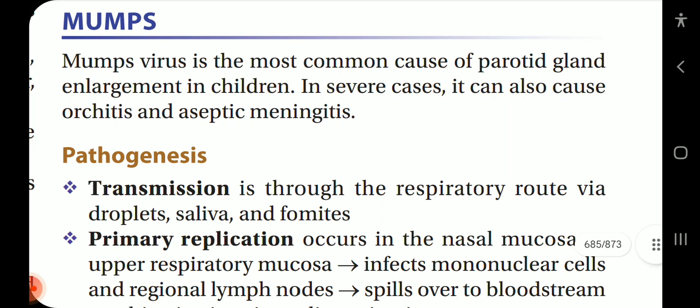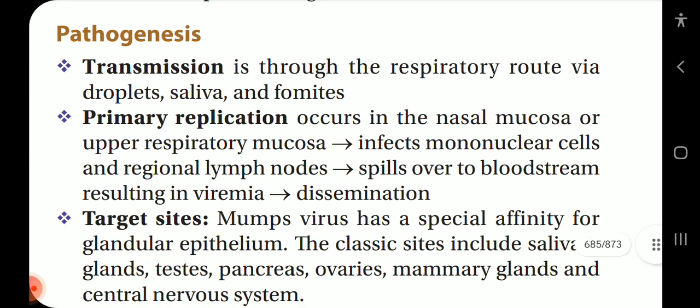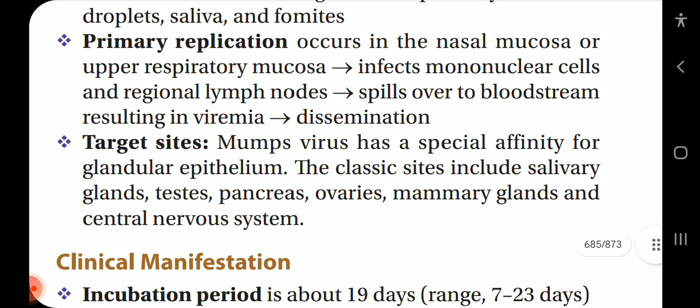Now coming on to mumps. Mumps virus is the most common cause of parotid gland enlargement in children. In severe cases, it can also cause orchitis and aseptic meningitis. Pathogenesis. Transmission is through the respiratory route via droplets, saliva and fomites. Primary replication occurs in the nasal mucosa or upper respiratory mucosa, infects mononuclear cells and regional lymph nodes, spills over to the bloodstream resulting in viremia, which causes dissemination.